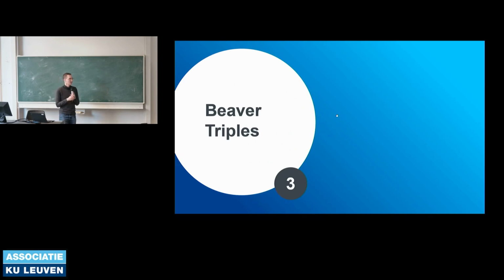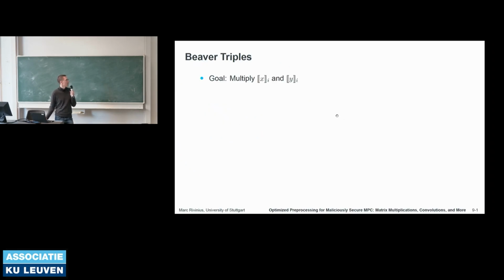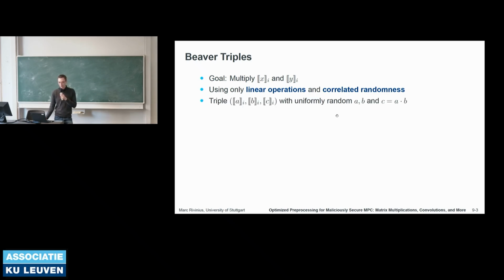The basic technique is so-called Beaver triples. Here the goal is we have an authenticated share of two values, x and y, and we want to get the authenticated secret share of the product. And as I said before, we have only linear operations, and we want to use some correlated randomness for that. So the correlated randomness is this triple A, B, C, where A and B are uniformly random, and C is the product of A and B. And then every party has their share of that.